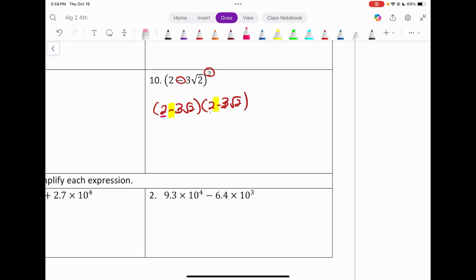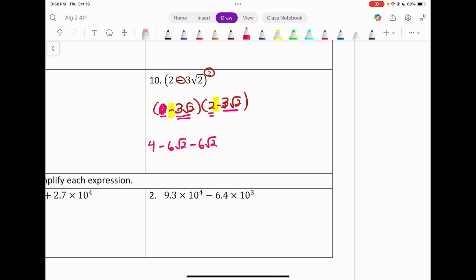2 times 2 first is 4. 2 times negative 3 root 2. Again, multiplication, we only multiply the things, we combine the things that are alike. So 2 times 3 is 6. We leave the root 2 alone. We're done with the 2. Negative 3 root 2 times 2 would also be negative 6. Leave the root 2 alone.